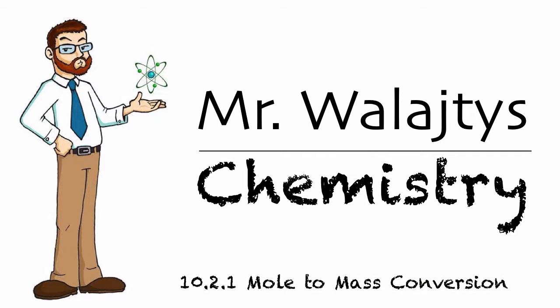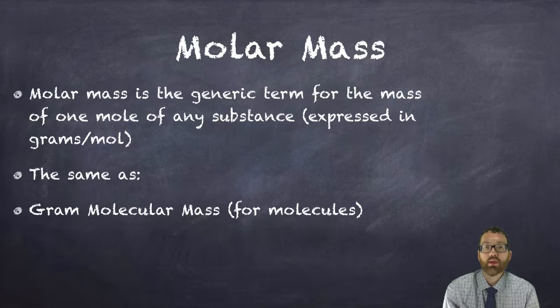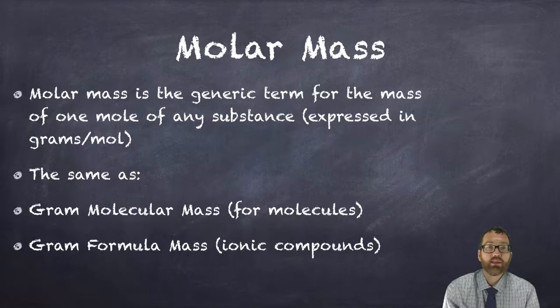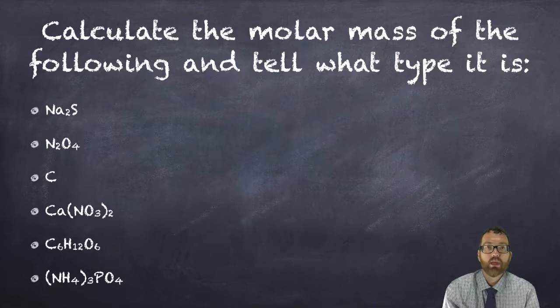In this video, I'm going to show you how to do mole to mass conversions. So molar mass is the generic term for the mass of 1 mole of any substance expressed in grams per mole. And it's the same as a couple of other terms, like gram molecular mass. That would be specifically the term we would use if we were talking about molecules. Gram formula mass is what we would say if we were dealing with the mass of an ionic compound. Or gram atomic mass, which is what we would use for elements. But you can generically just say molar mass for any of these three if you want to cover your bases.